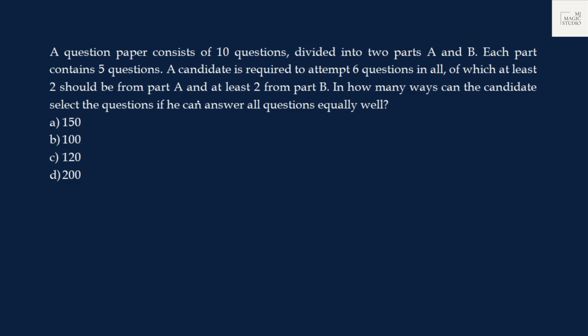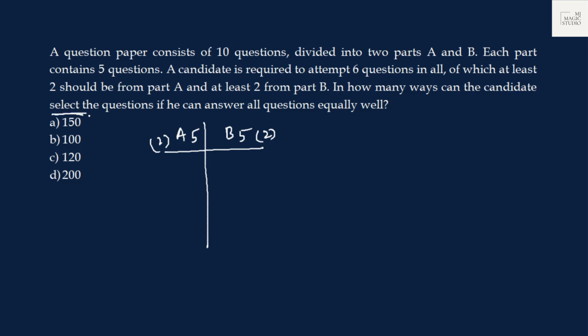A question from permutation and combination. Pause, solve, then check. A question paper consists of 10 questions divided into 2 parts A and B, each part containing 5 questions. A candidate is required to attempt 6 questions in all, of which at least 2 should be from part A and at least 2 should be from part B. In how many ways can the candidate select?